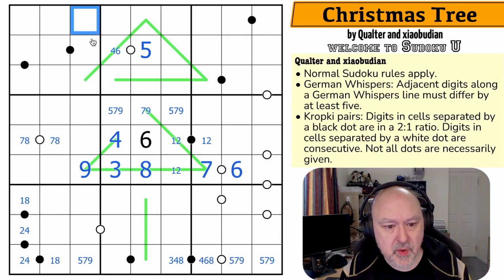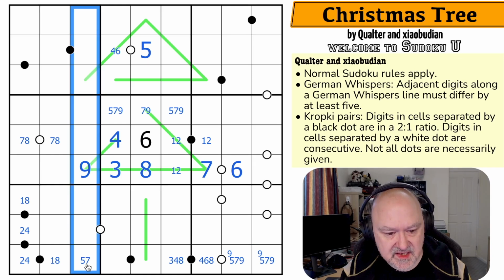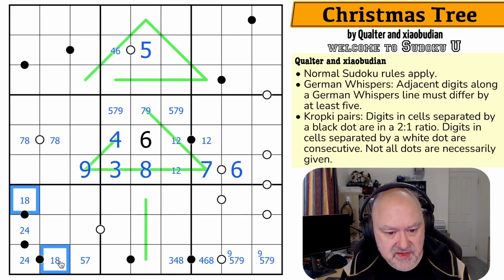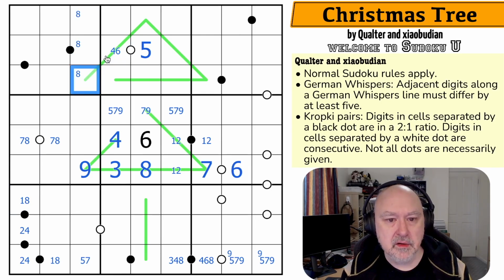And now I ask, where is the 8 in this column? Well, I can take 9 out of there. So I know 9 is in one of those two. But where is the 8 in this column? I can't put it down here because 8 is in one of those. And I can't put it in there because 8 is in one of those. 8 is in one of those. Now, no. I know this line now.